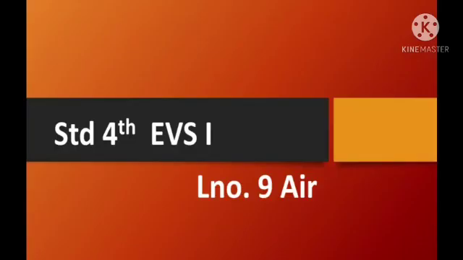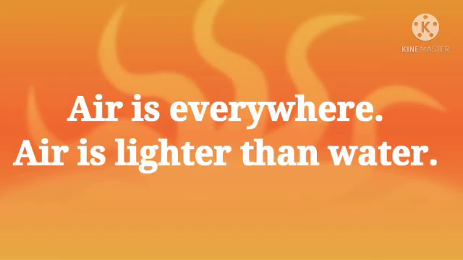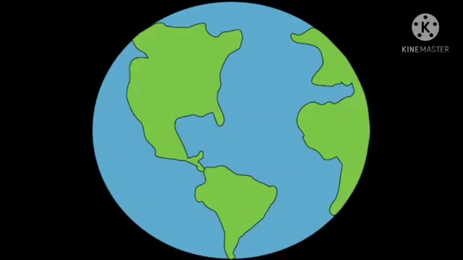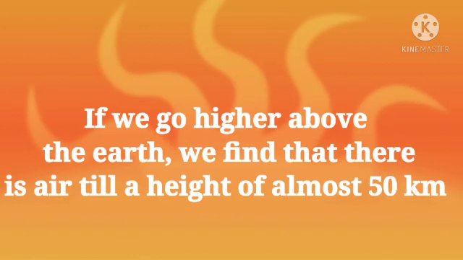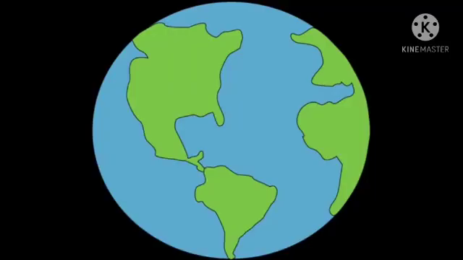Lesson number 9, Air. Air is everywhere. Air is lighter than water. The earth on which we live is round in shape like a ball. There is air all around the earth. If we go higher above the earth, we find that there is air till a height of almost 50 kilometers. This covering of air around the earth is called the atmosphere.